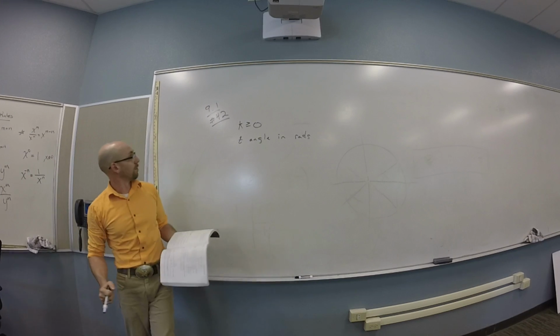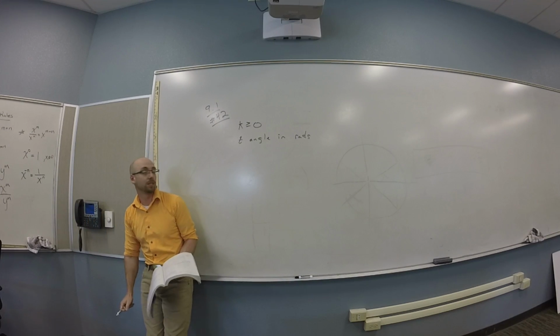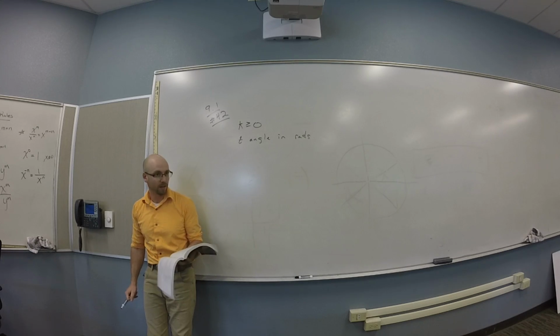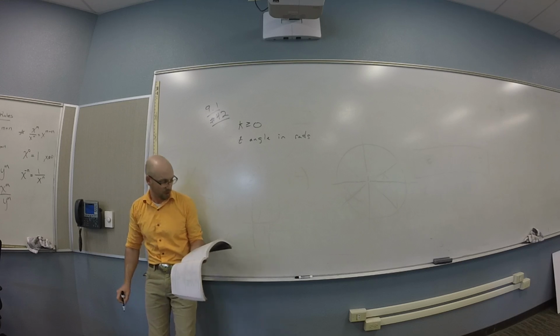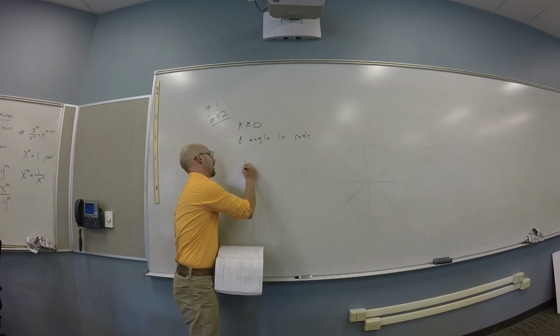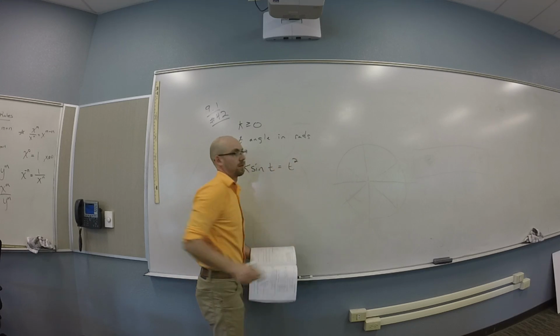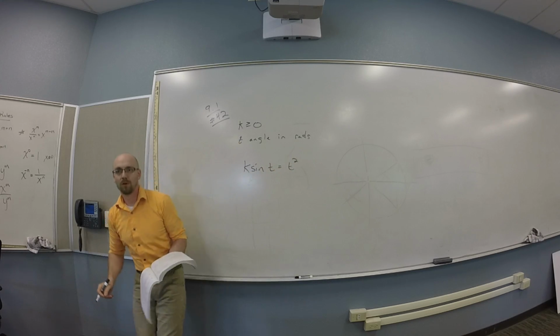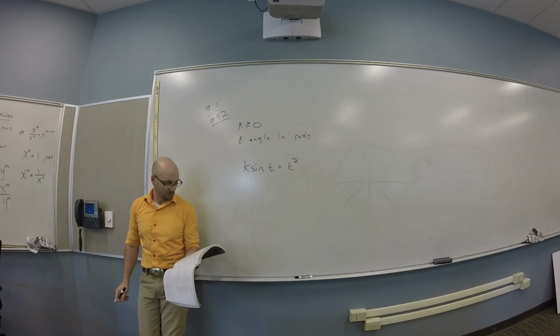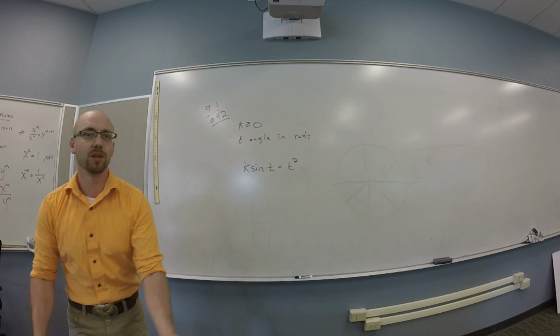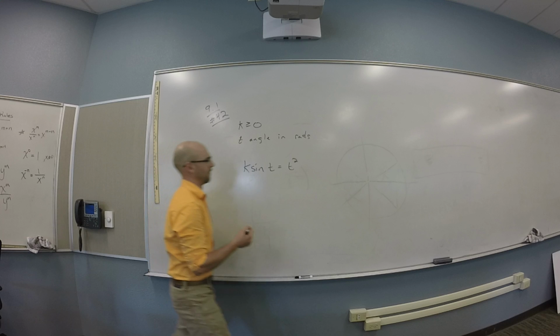Alright, so we want to do number 42 in 9.1. It says, I have some positive constant k, and t is an angle measured in radians. I'm supposed to look at an equation for t that's k sine t equals t squared. And I'm supposed to explain why the solution to the equation must be between minus root k and root k inclusive. So, what are they saying?